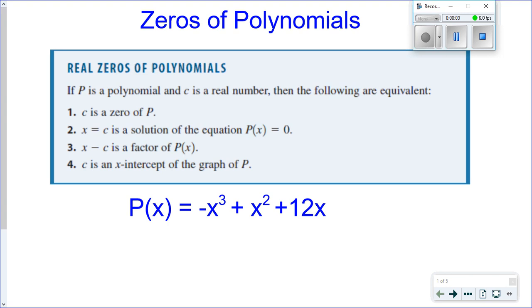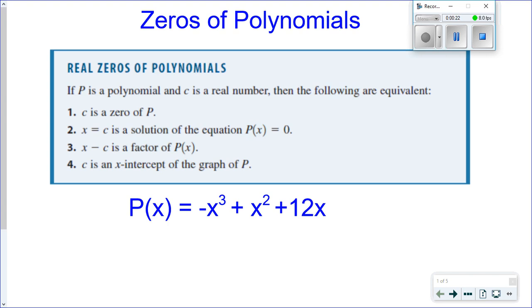Hi everyone. In this video, we're going to be talking about the zeros of polynomials. Okay, now remember, we've already learned that the zeros are also the x-intercepts, the solutions to the equation, and sometimes we also call them the roots.